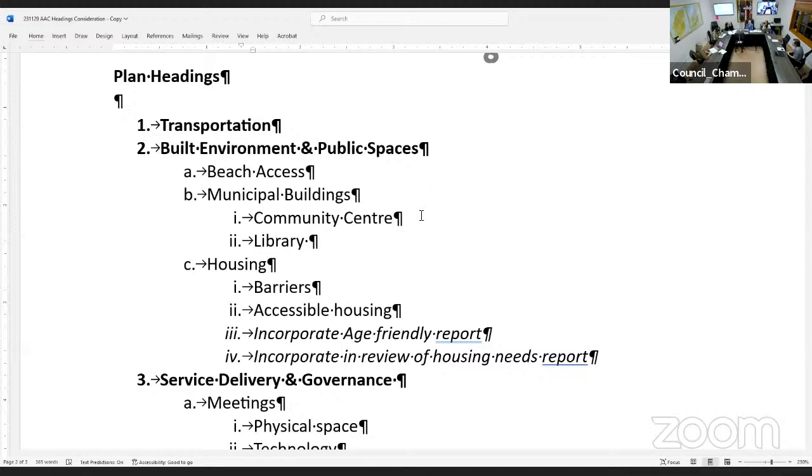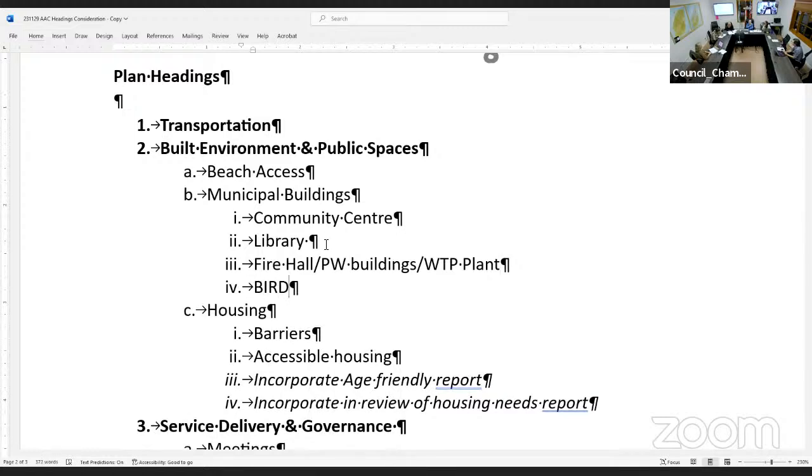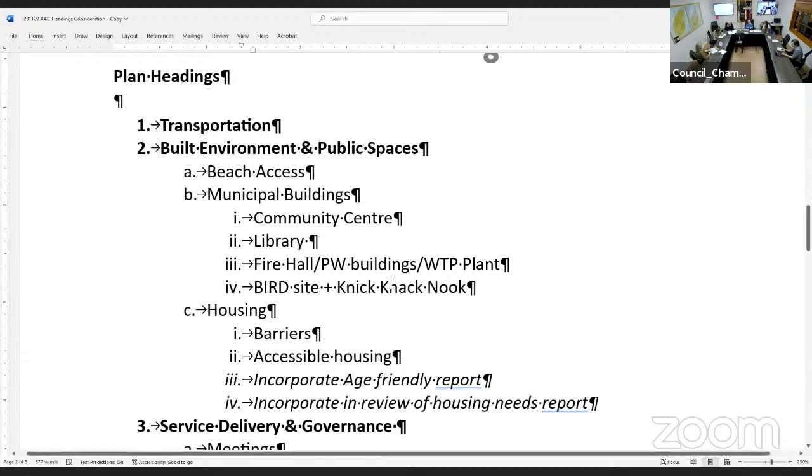Are there other buildings? Fire hall, public works, water treatment plant. That's sort of what the municipality owns. Well, we had a little chat about that, Daniel and I. There are some buildings that the public goes to, but there are other parts of the physical plant where workers will be. So it could be accessibility for workers, even if it isn't accessibility for the public. And then the school is separate.